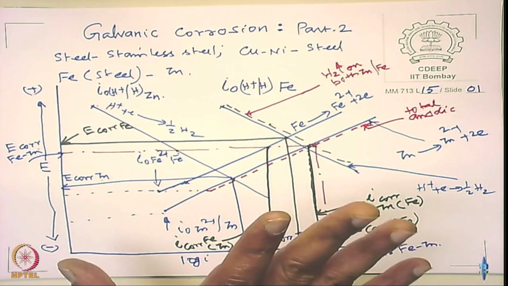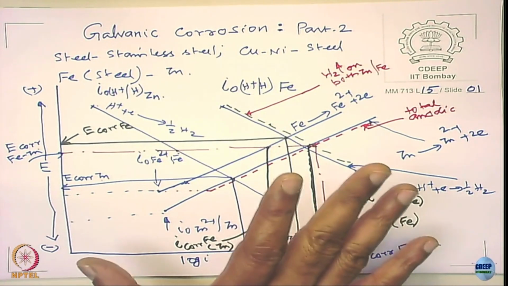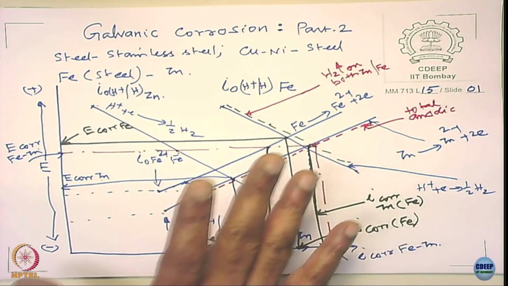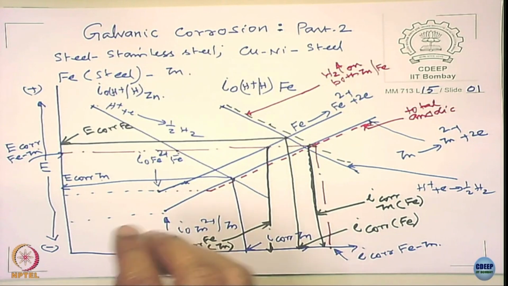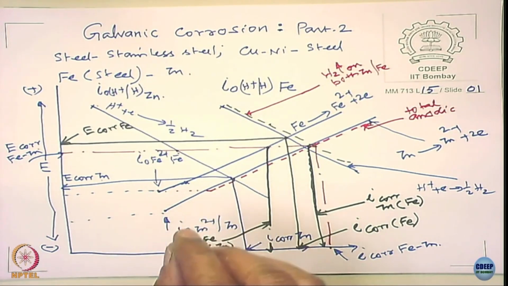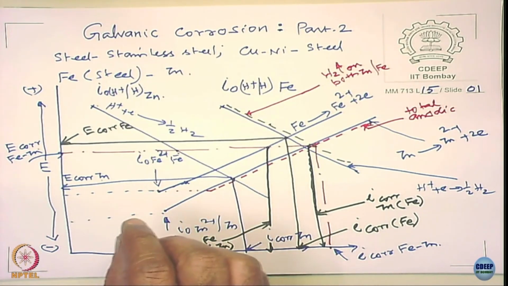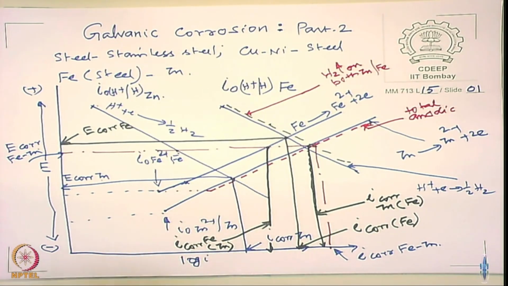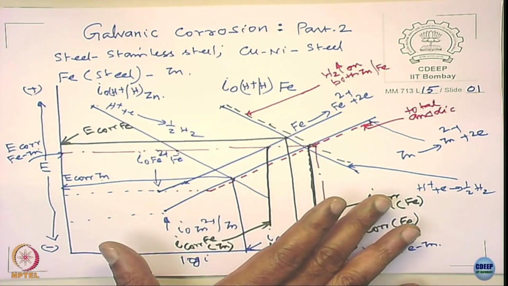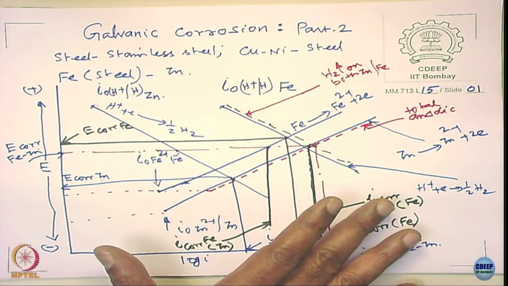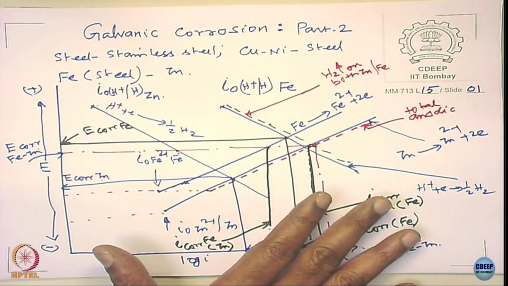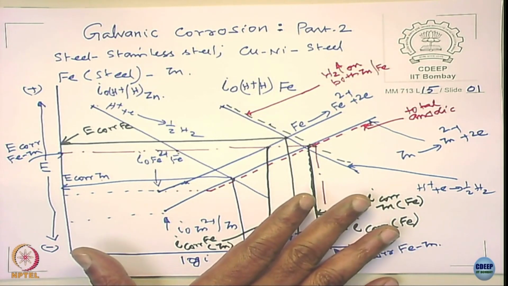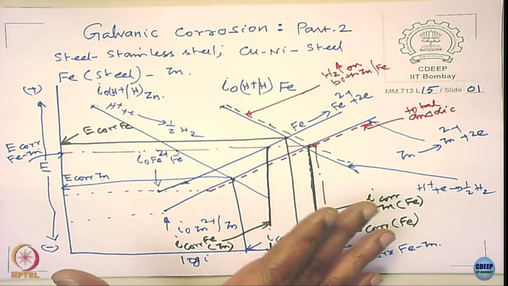If I give you all the table parameters, exchange current density, is it possible for you to calculate by solving the equations what will be the corrosion rate of iron before coupling with zinc and after coupling with zinc? Is it possible to do that by solving the equations, or not possible? I want an answer from you.